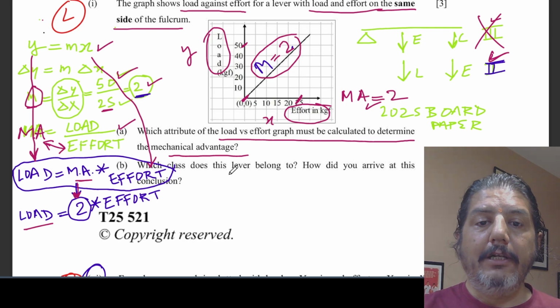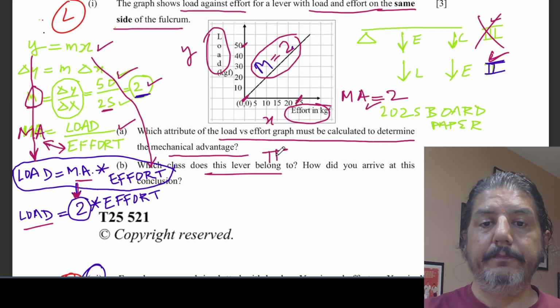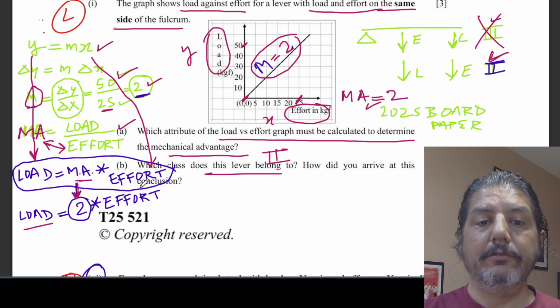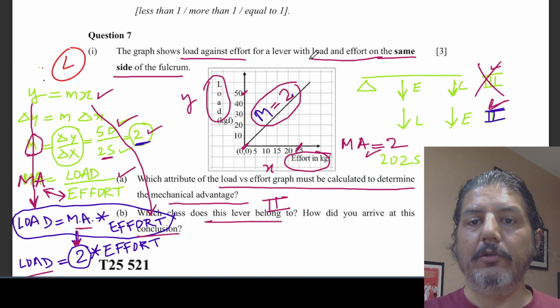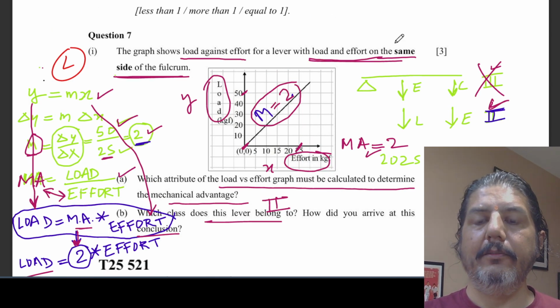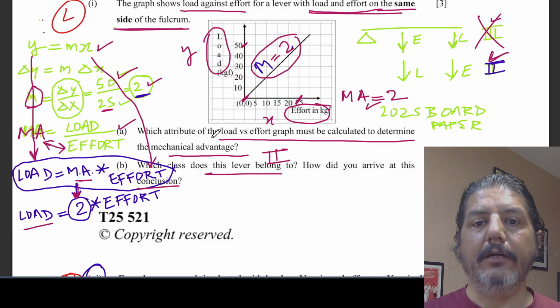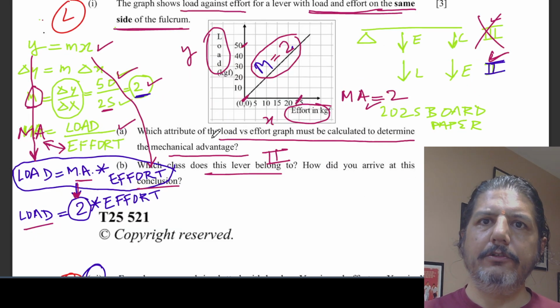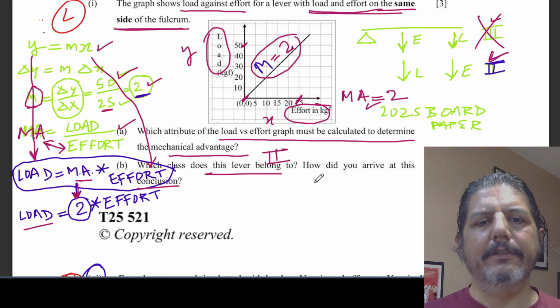So which class does this lever belong to? This is a class 2 lever. How did you arrive at this conclusion? We arrived at this conclusion first because it was mentioned that the load and effort are on the same side of the fulcrum. And then we calculated that the slope of the graph is 2. Mechanical advantage is greater than 1. That is why this is a class 2 lever.